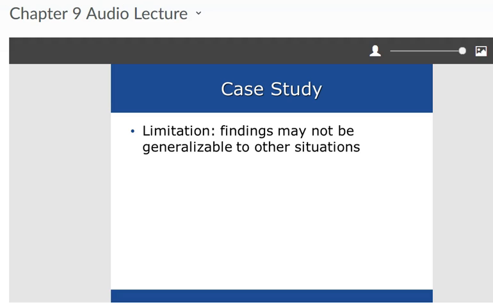The limitation, of course, is that the findings for one case study may not be generalizable to other people, situations, or groups. And this is the case for most qualitative research, that it's limited in generalizability. However, the strength is in really understanding a particular case in depth, and the goal is not always to generalize results.